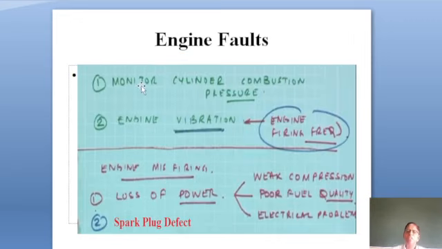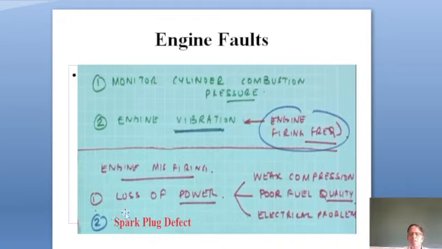And now what are the different engine faults? First we look at the different engine faults. The engine faults include loss of power, that is because of weak compression, poor fuel quality, or some electrical problems, that means proper voltage is not provided to the spark plug, and sometimes the problem is because of the spark plug defects. So in this presentation we are dealing with the spark plug defects.